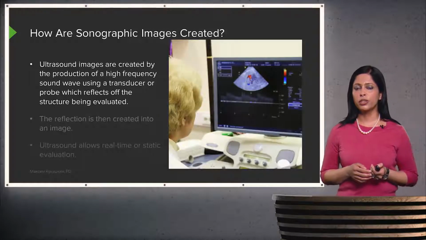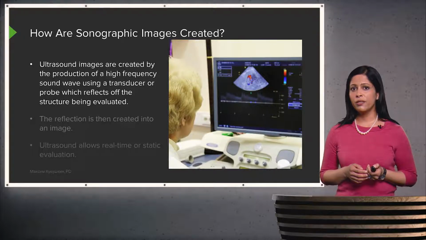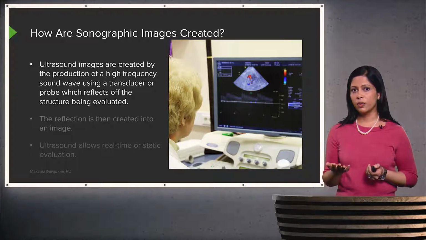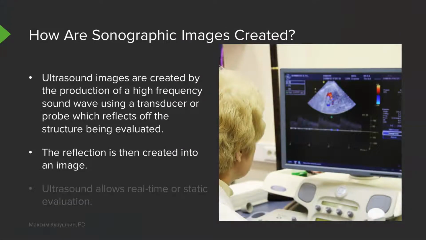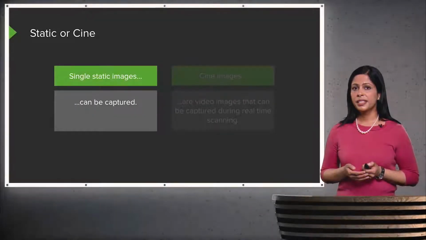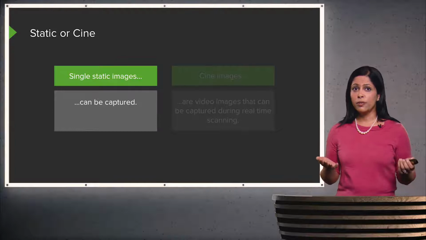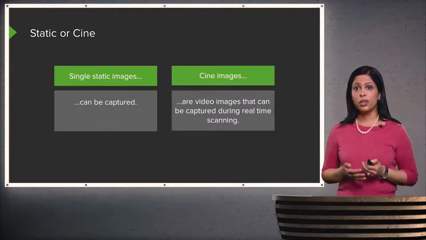So ultrasound images are created by the production of a high-frequency sound wave using a transducer or a probe which reflects off of the structure that's being evaluated. So the reflection that comes back to the probe is then created into an image. This allows for both real-time or static evaluation. Static images can be captured like a photograph. Cine images are video images that can be captured during real-time scanning.